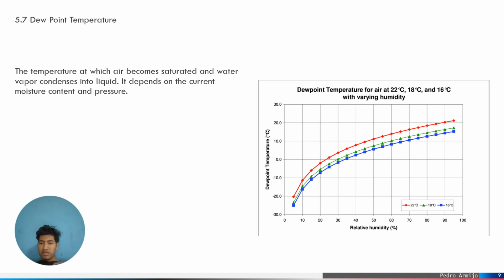The dew point temperature is the point where the air becomes saturated and water vapor begins to condense. This concept is vital to predict phenomena such as the formation of dew or fog.